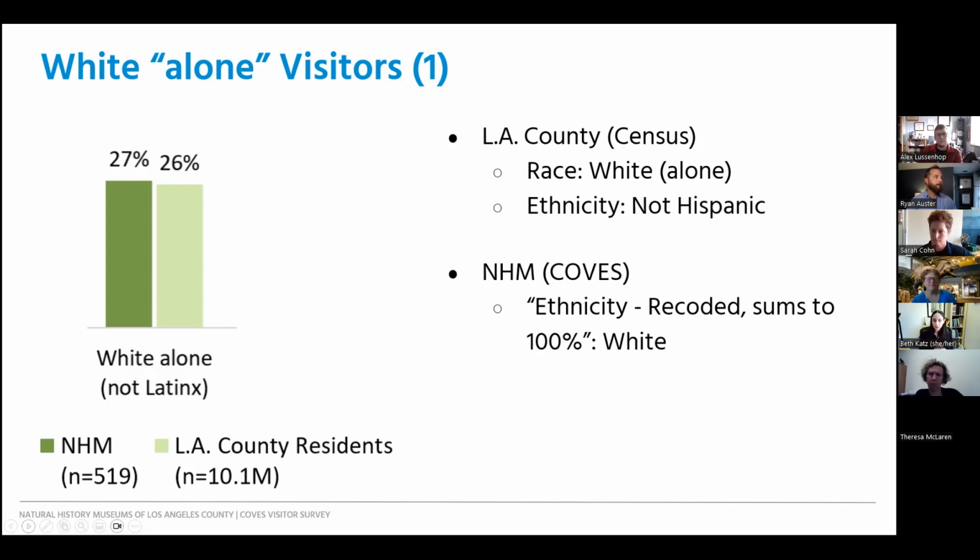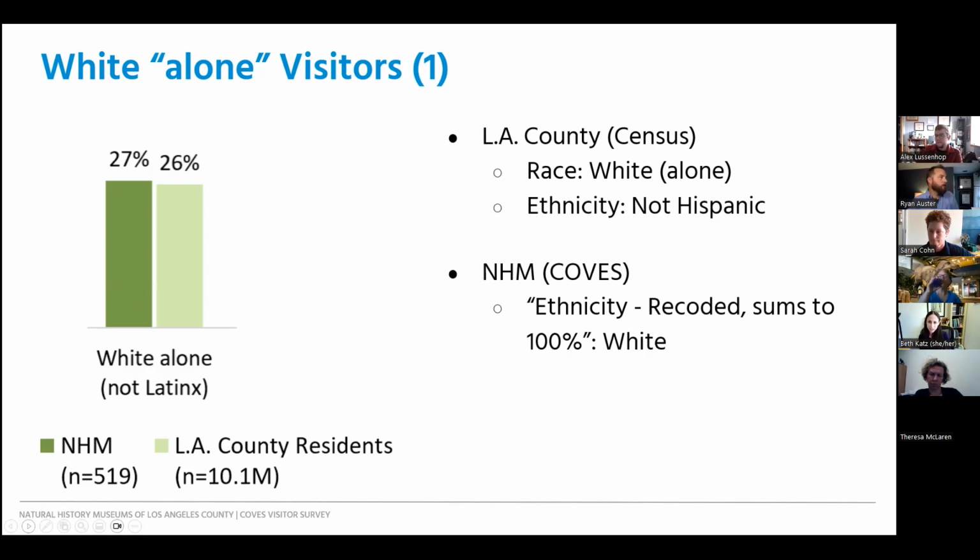I find it difficult to say the percent of BIPOC visitors we have because of the prefer not to say and the other, and I'm not directly asking that. So instead, I kind of do the reverse and I look at the white alone, which maybe you could say is the opposite. And then on the COVES, unlike the Latinx one, I'm looking at the other variable, the recoded sums to 100% only chose white.